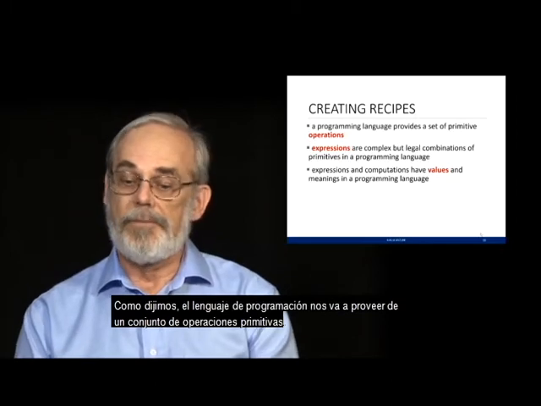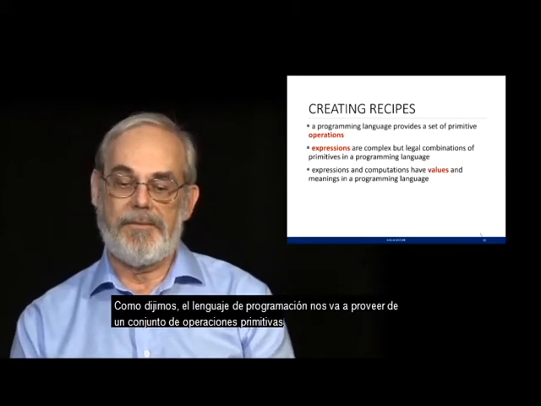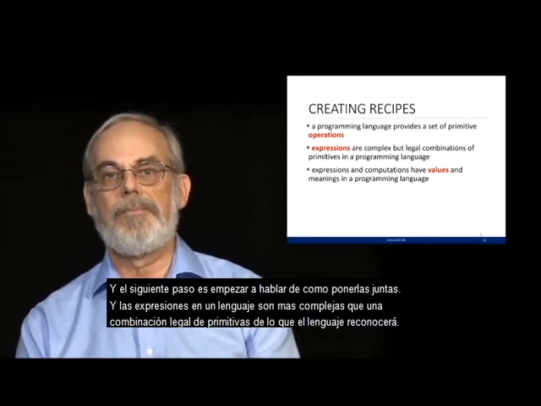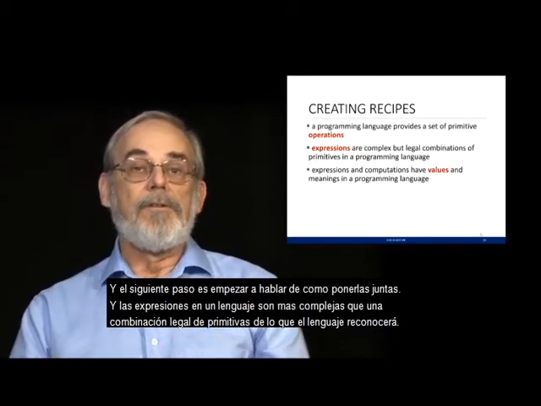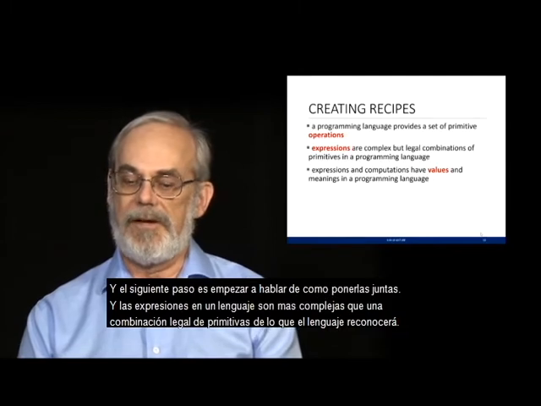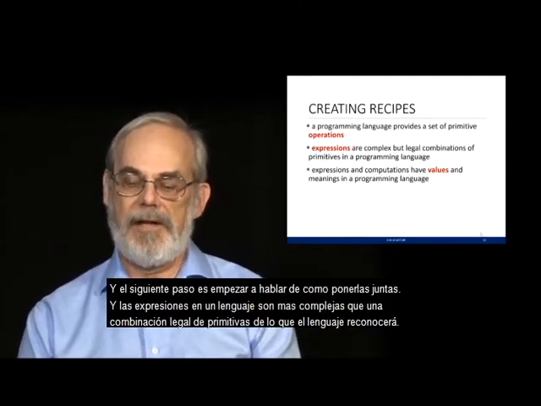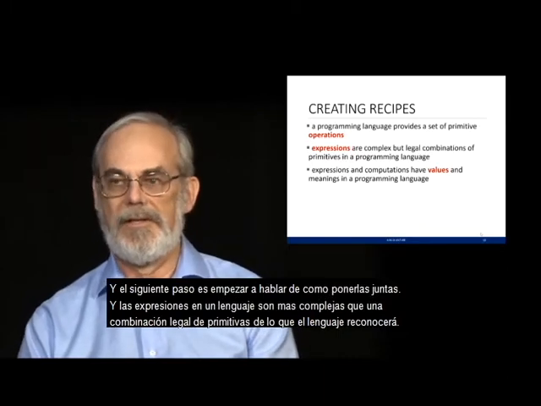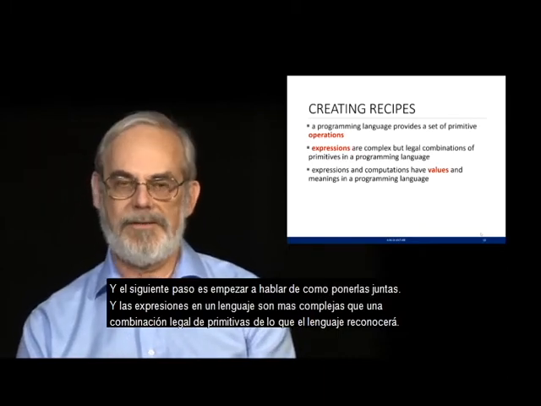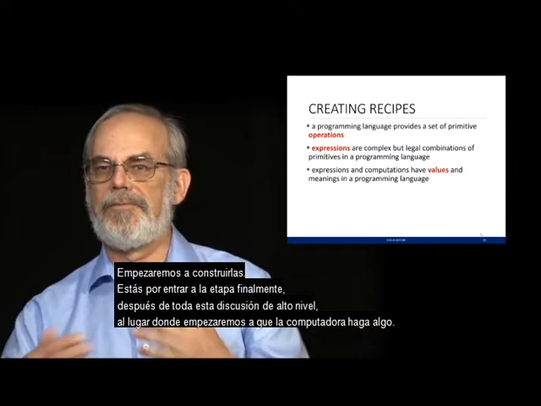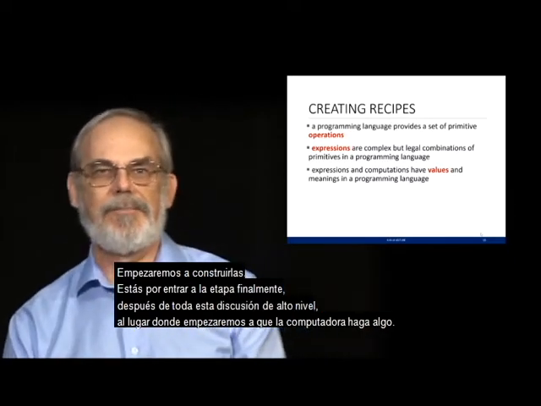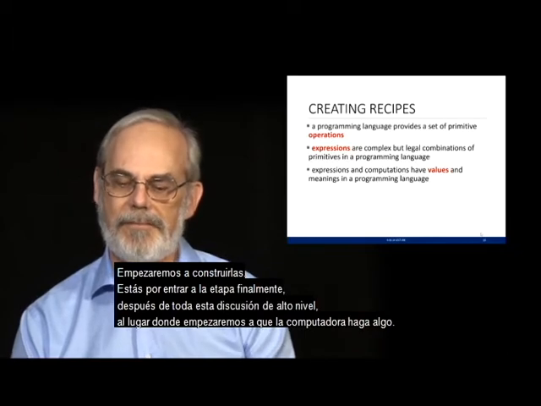As we've said, a programming language is going to provide us with a set of primitive operations. And the next step is to start talking about how we put them together. To do that, we use something that we call an expression. The expressions in a language are simply more complex but legal combinations of primitives that the programming language will recognize. And we're going to start building those up. So you're finally getting to the stage, after all of this high-level discussion, of getting the computer to do something.